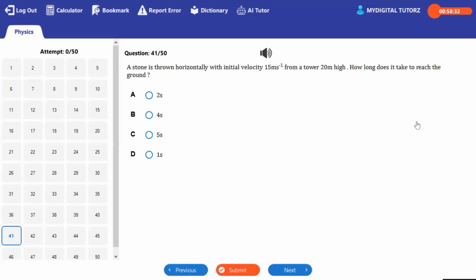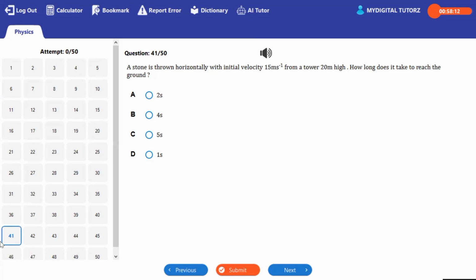Hello guys, let's continue from where we stopped. 2021 YGC past question paper on physics. So we've done up to 1 to 40. So in this class, we are going to start from question 41.